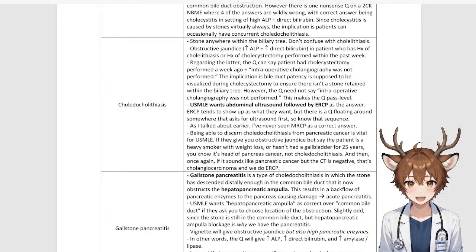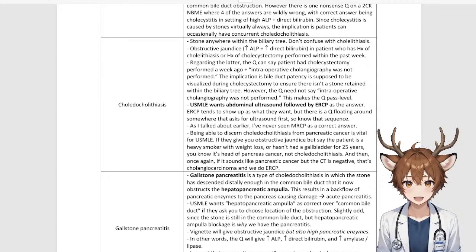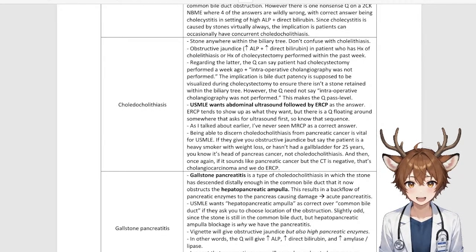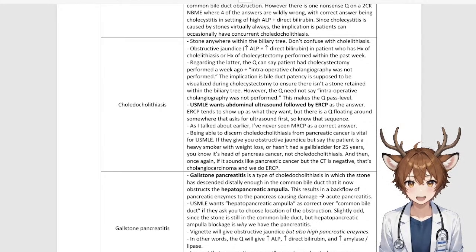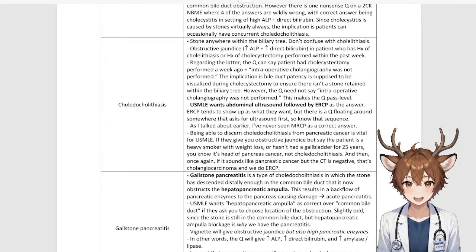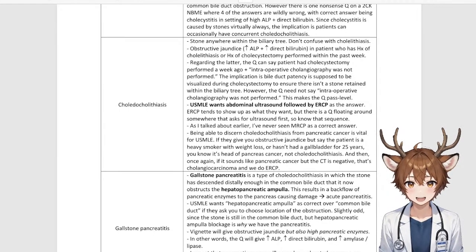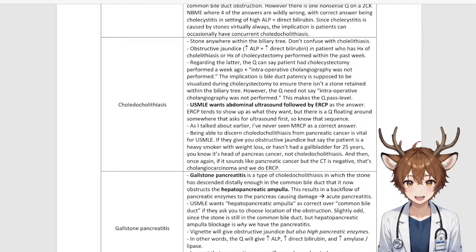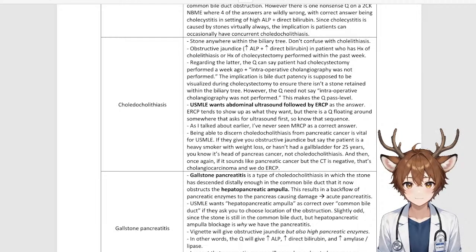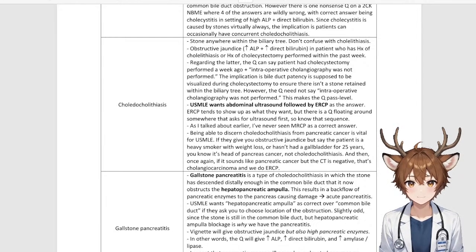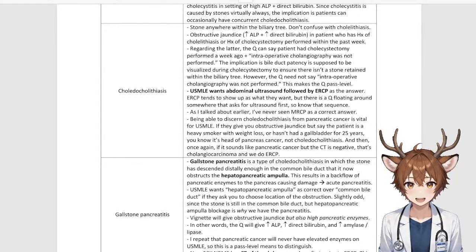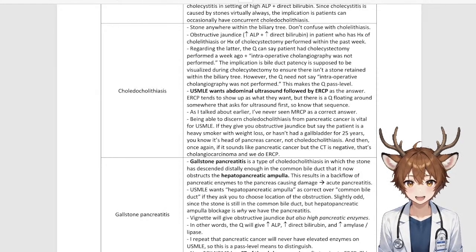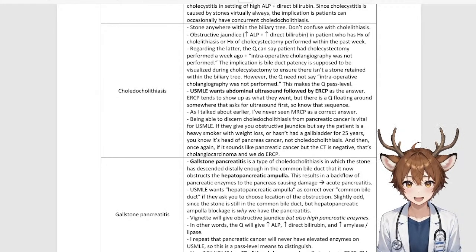choledocholithiasis. And then, once again, it sounds like pancreatic cancer, but the CT is negative. That means it's cholangiocarcinoma, and we do the ERCP, which again is the endoscopic retrograde cholangiopancreatography. Again, for choledocholithiasis, USMLE wants abdominal ultrasound followed by ERCP.